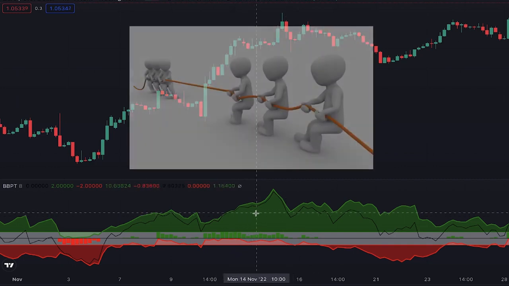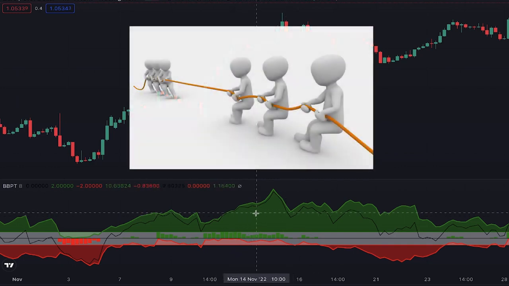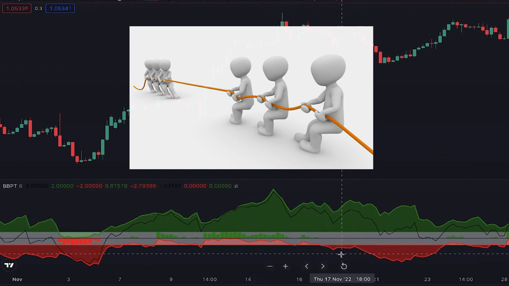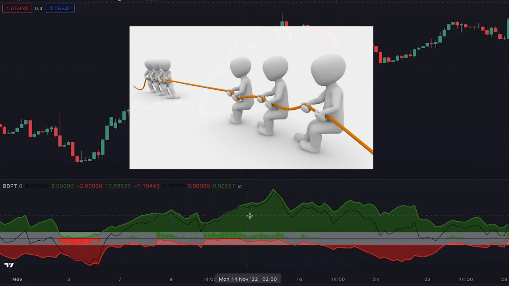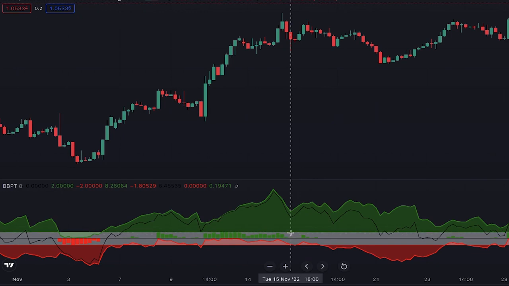It's exactly like a tug of war game. On one side bulls are pulling the rope and on the other side the bears are pulling the rope. The team that is pulling the rope further away from the center line is showing more strength in the competition. In this indicator we also have two zones of tendency forces, which are +2 above zero and -2 below zero. Actually, this gray area that you see here.